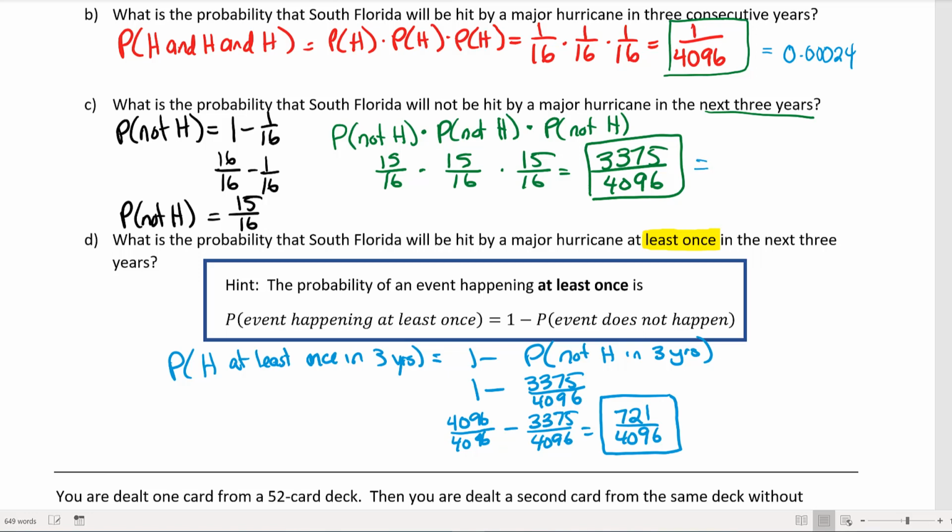What's the probability that you won't have a hurricane 3 years in a row for part C? If you divide that out, we have 0.8239. So it's actually fairly likely, 0.82, pretty close to 1, that you're not going to be hit by a major hurricane in the next 3 years. For part D, 721 out of 4,096 is going to be 0.176. So 0.176 is closer to 0 than it is to 1, so the likelihood is low that you're going to have a major hurricane at least once in the next 3 years.